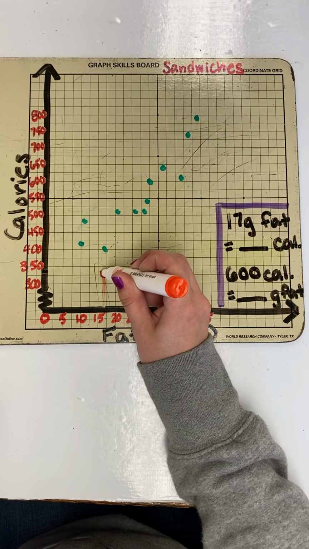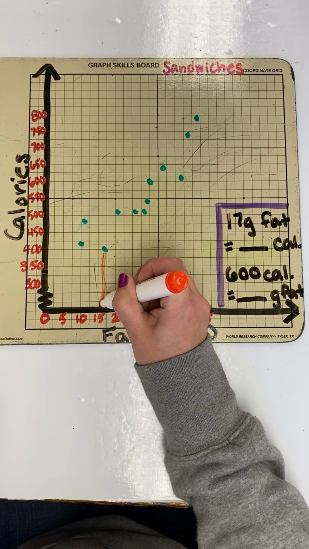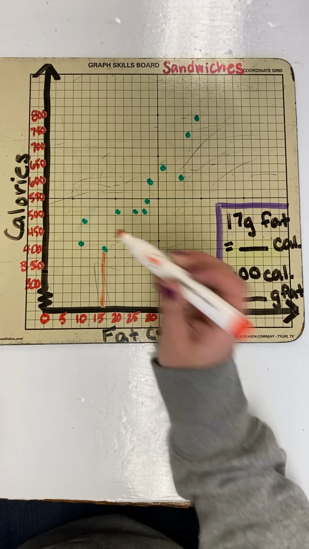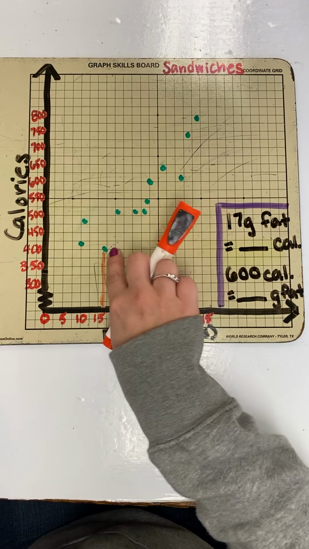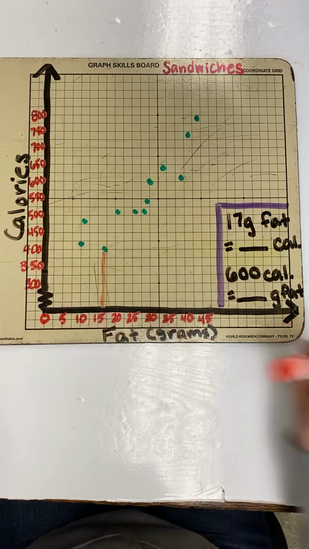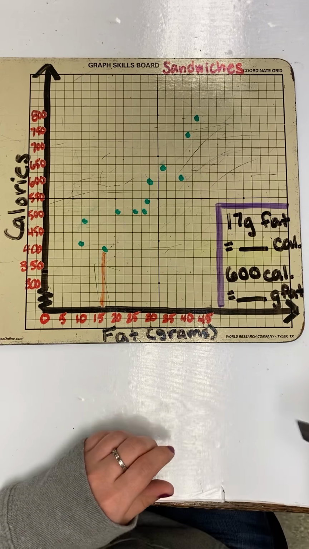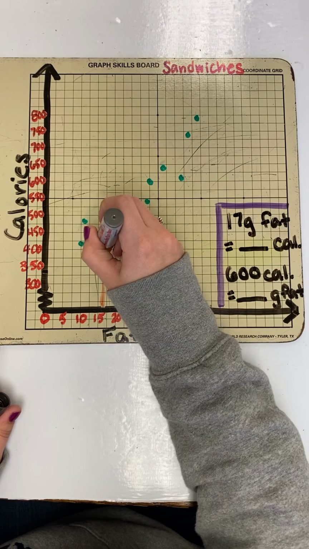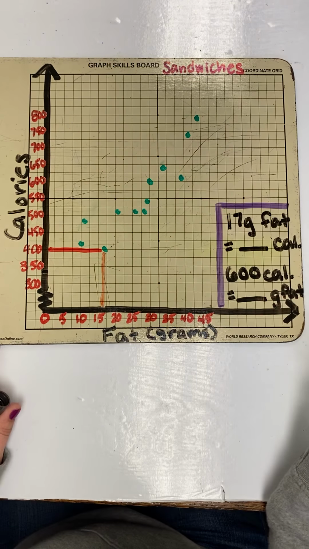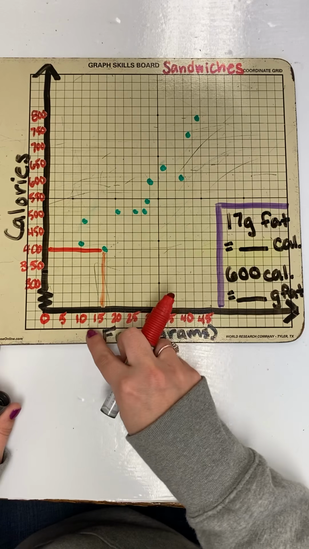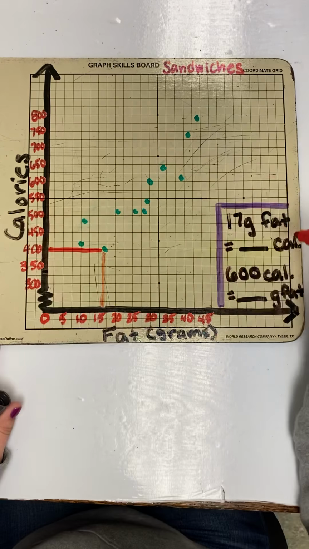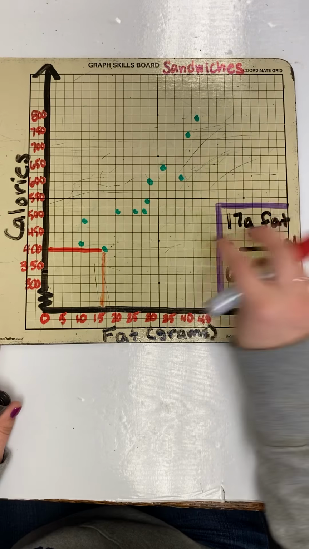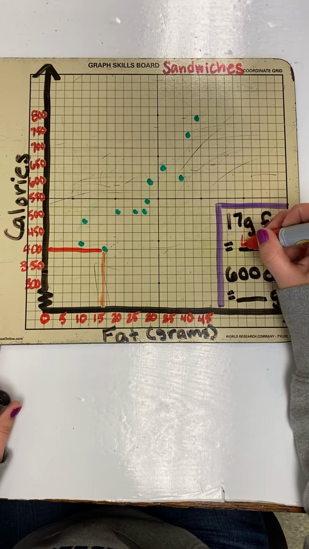I'm going to go ahead and draw a line up to where my scatter plot is, and it happens to be at that dot right there. Now at that dot, how many calories are in that sandwich? Well, let's drag it across. 400. So in a sandwich that has 17 grams of fat, there appear to be about 400 calories.